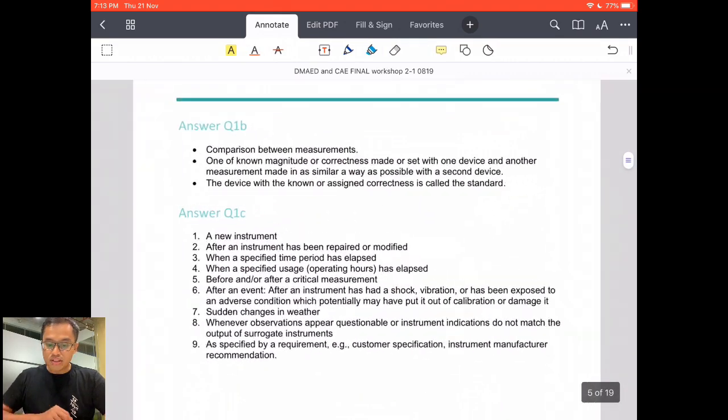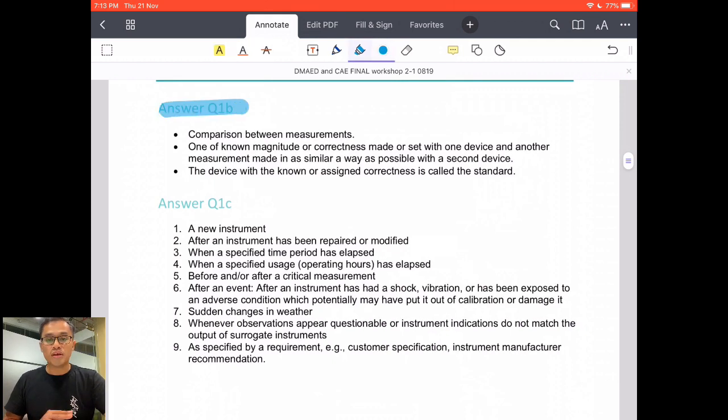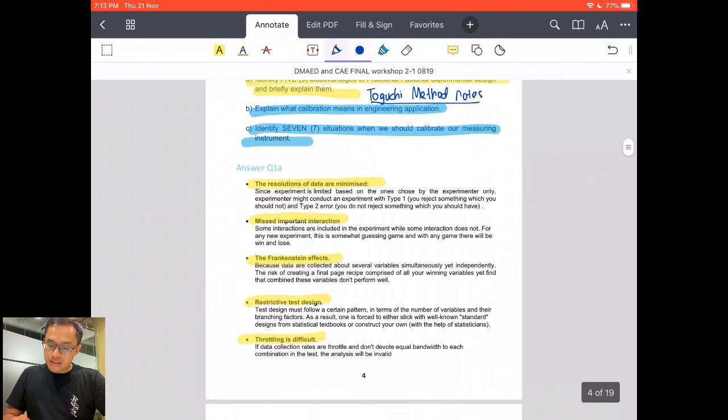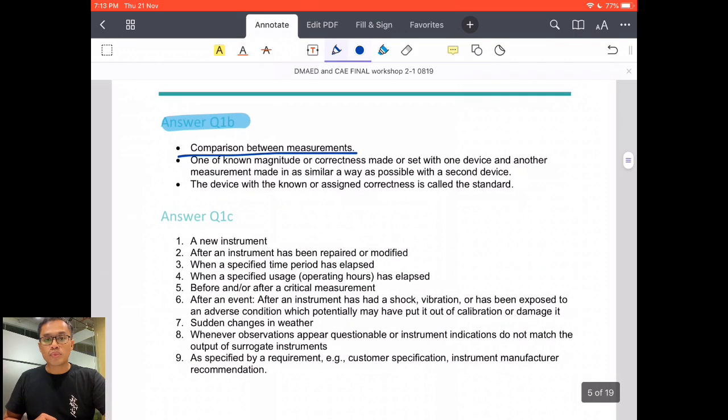So there are answers to Q1B. There are 3 of them because there are 3 marks. What is calibration? It is a comparison between measurements. So what's number B? Right. So what is calibration? It is a magnitude correctness made from one device to another, and so on and so forth. So this one you must memorize as well, right?